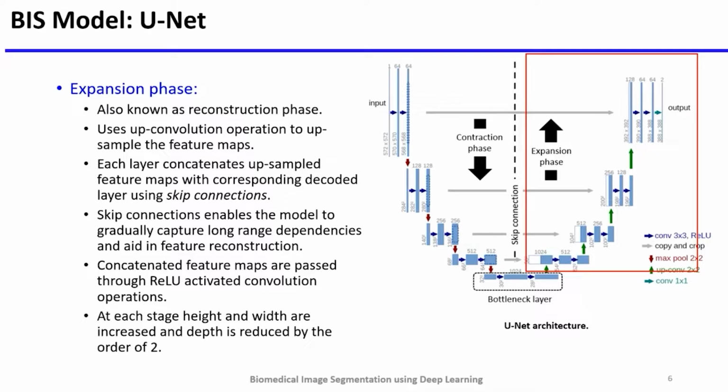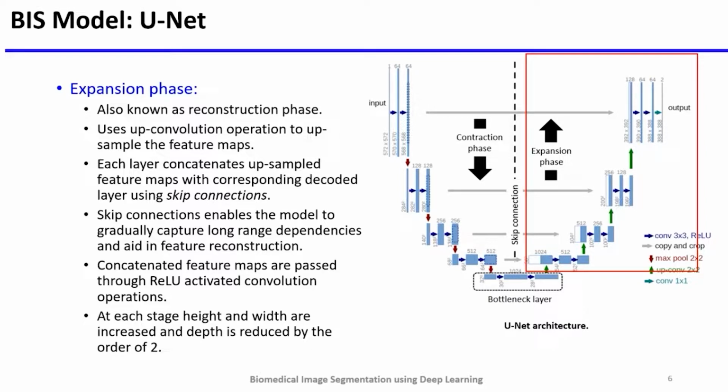Now we have the expansion phase, which is also known as the reconstruction phase. Here the aim is to upsample the feature maps and generate the segmentation mask in dimensions similar to the input. As in the contraction phase, this also has 4 stages. Before moving to each stage, we first perform an upsampling operation that tends to increase the width and height of the feature map by a multiple of 2. These upsampled feature maps are then processed with ReLU-activated convolution operation, where the depth of the channel is reduced by half.